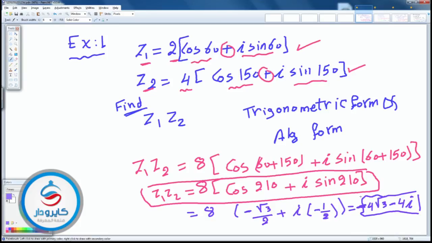So if we need to make any operation on complex numbers in their trigonometric form, we have to check if they are in standard position or standard form or not.